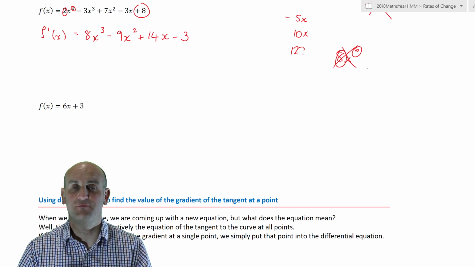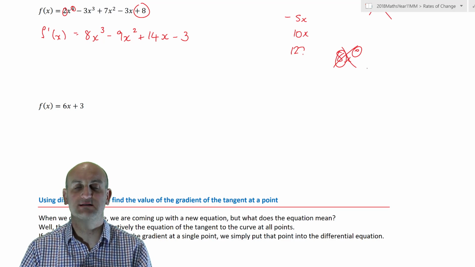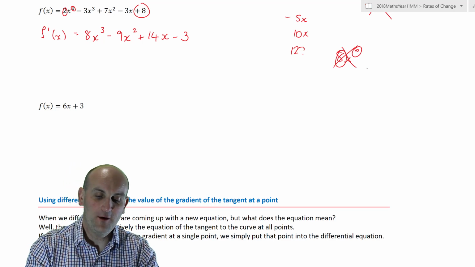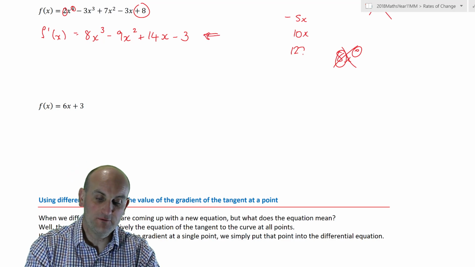Now, ask yourself the question, how would I now find the gradient at the point x equals 3? Well, if I wanted to find the gradient at the point x equals 3, I'm going to use my gradient function.